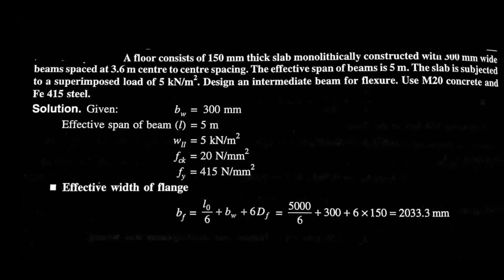Now live load or superimposed load is 5 kN per meter square. FCK is 20 Newton per millimeter square for M20 grade of concrete, and Fy is 415 Newton per millimeter square for Fe415 steel.